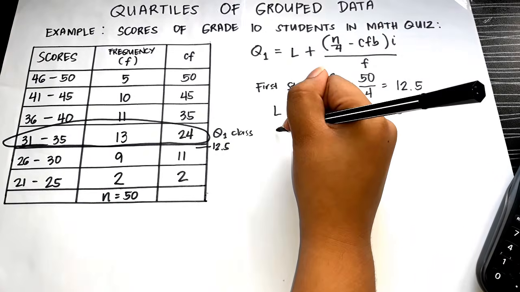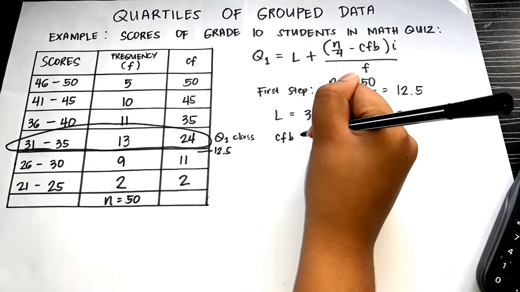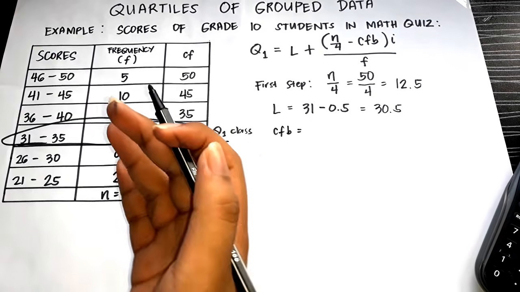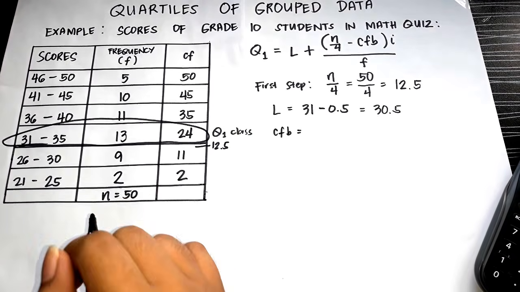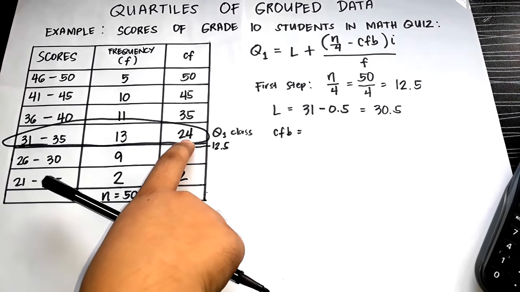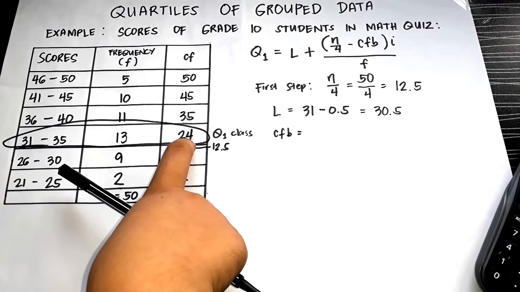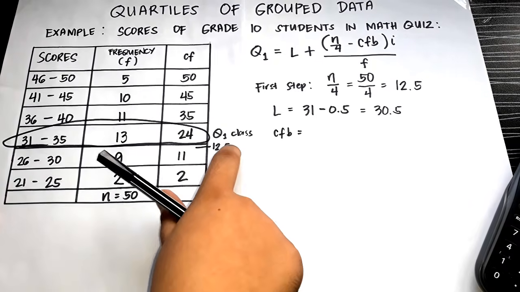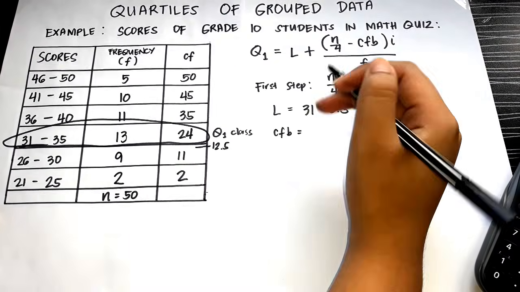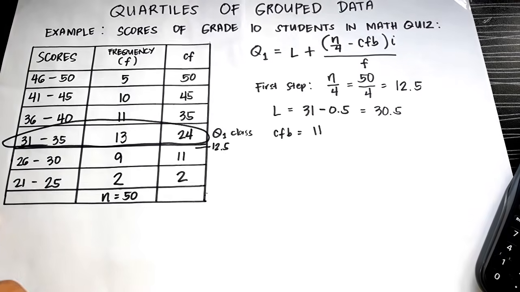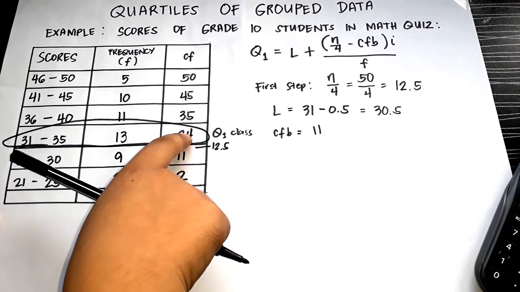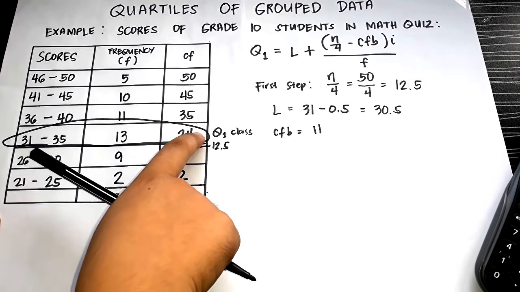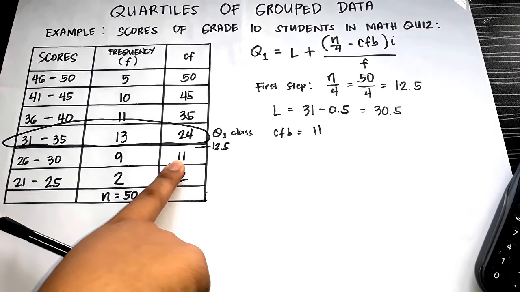Next, we're going to get CFB. CFB, cumulative frequency from below. Now, since the CF of our quartile 1 is 24, and CFB means cumulative frequency from below, kukuhanin natin yung nasa baba. CFB is equal to 11. Again, yung CF na nasa baba ng quartile 1 class, that is our CFB. Cumulative frequency from below is 11.